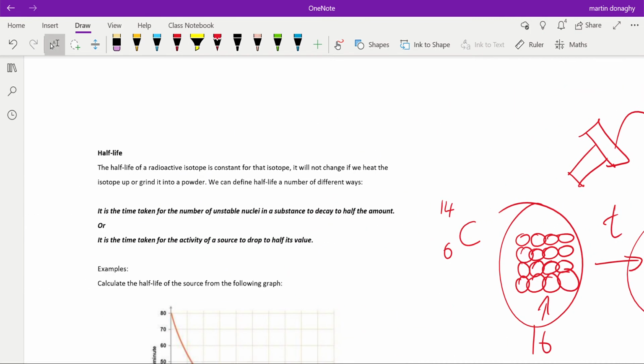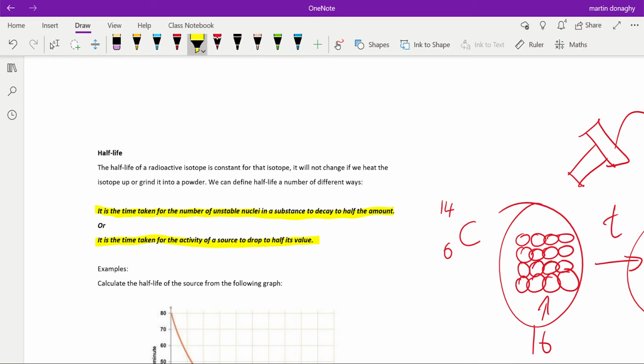So our two definitions, and they are definitions that I would learn off, is the time taken for either the number of unstable, and that word unstable is important, nuclei in a substance to decay to half the amount, or it's the time taken for the activity from that source to drop to half that amount.